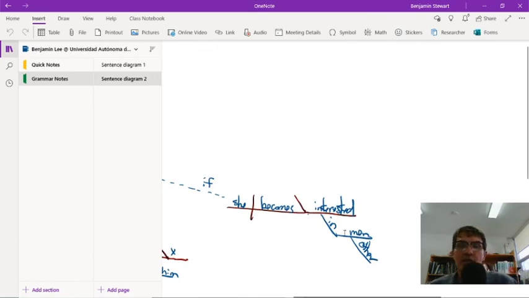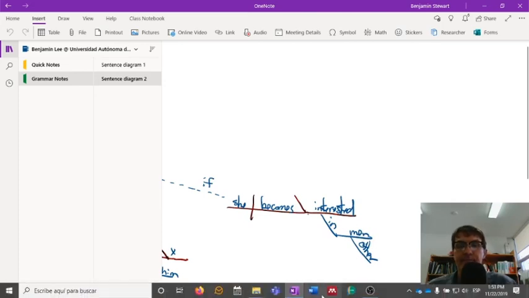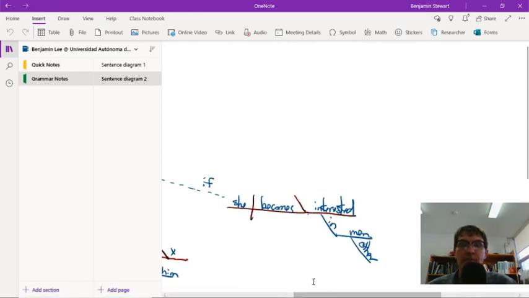In is going to be a preposition. Men is going to be our object of the preposition or our noun, and then the adjective other that modifies the noun men. All right, so double check your work against what I have here.